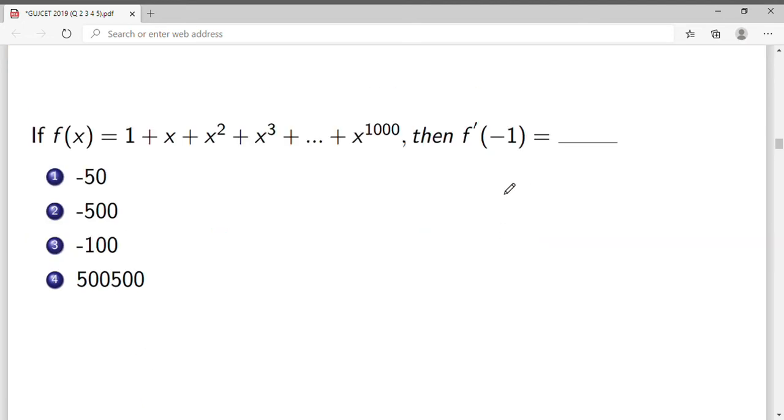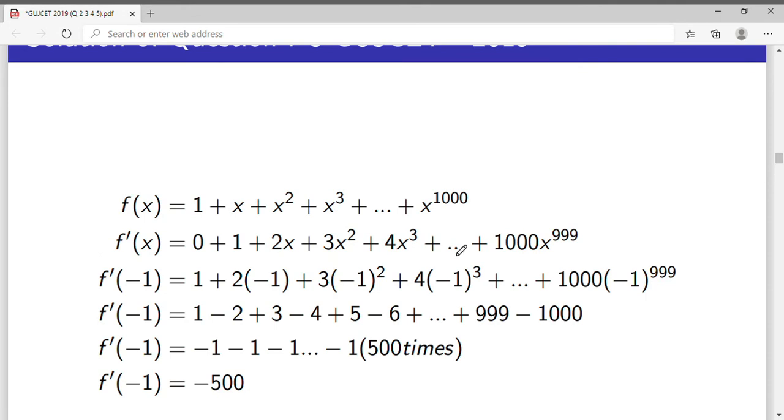Here to find f′(−1), first of all we need f′(x). So from the given function f(x), differentiate this function and we get f′(x), and then x is replaced by −1. So we get the required answer.